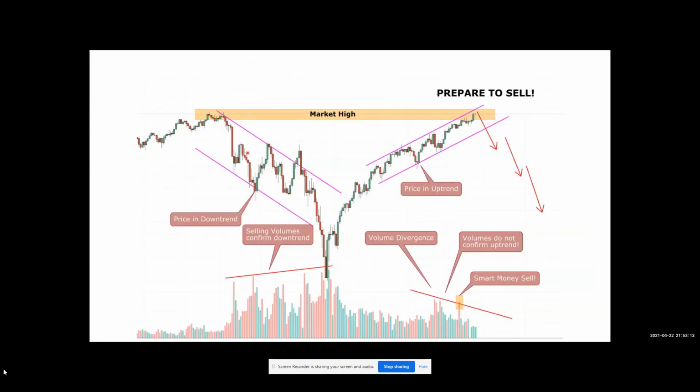All right, so the next thing I want to show you is volume divergence. It's an important concept. We learned about this, but I want to show you on a big picture level as well. So this is the S&P 500. I think it was the 2018 crash time. Over here, these were the market highs. There was a downtrend here. All of us know how to draw trend lines, right?